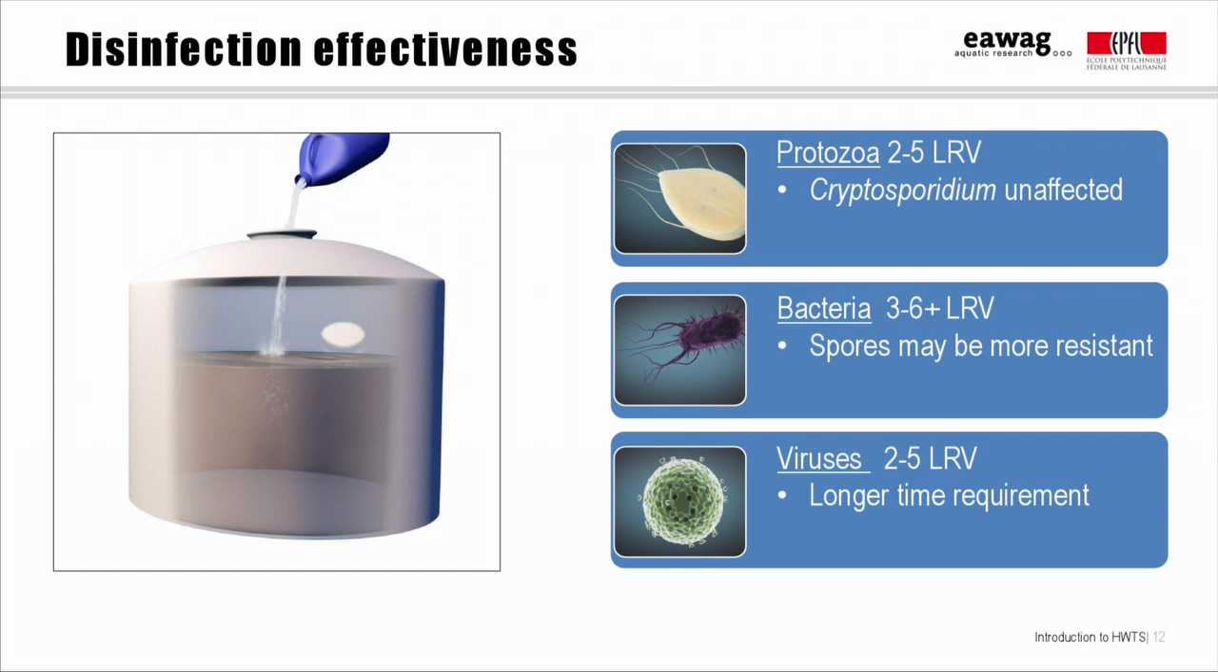Now, to be fair, not all protozoa are as resistant as cryptosporidium. Giardia, for example, has a CT99 of about 15. So on balance, chlorine can achieve from 2 to 5 LRV for protozoa, though not for cryptosporidium. Bacteria are more sensitive to chlorine, and removal can easily exceed 6 LRV. Viruses have intermediate resistance. Disinfection might take a bit longer, but still good removal can be achieved.